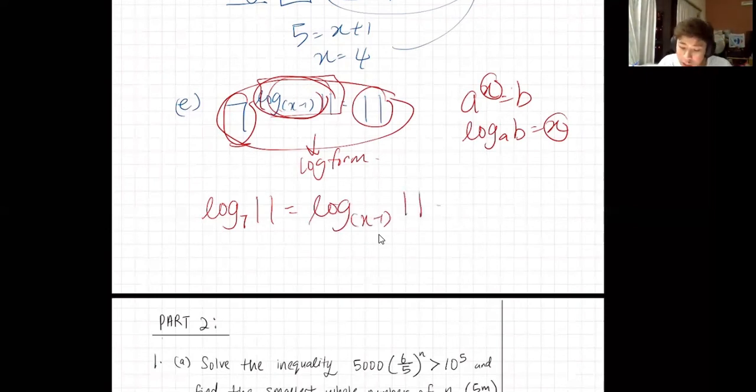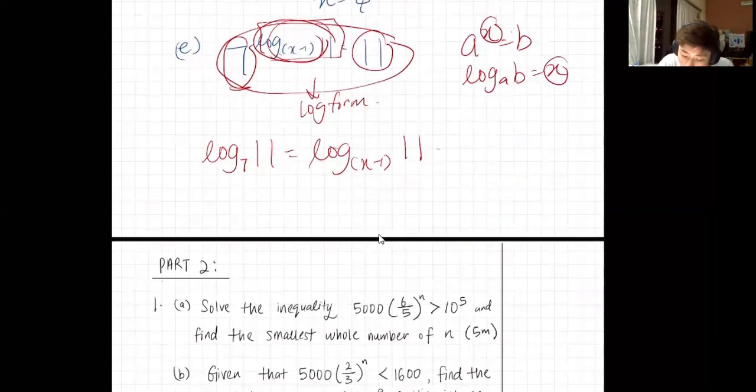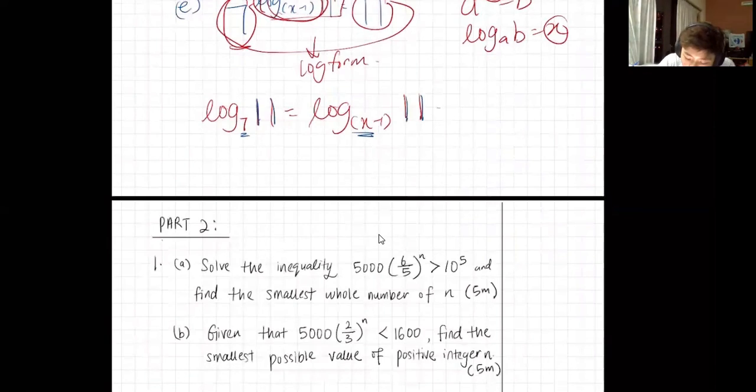Here comes a part where you can compare again. But I don't think I included this in my lecture notes. I want you to know that when you have 11 on the left and 11 on the right, and they have different bases, you can also compare. By comparison, you get x minus 1 is equal to 7.